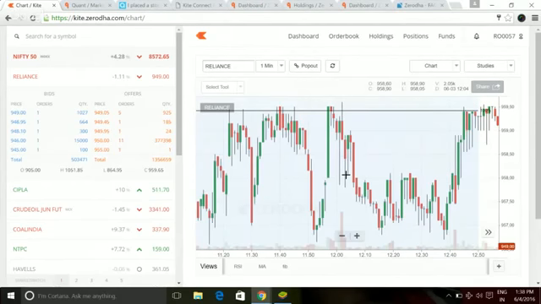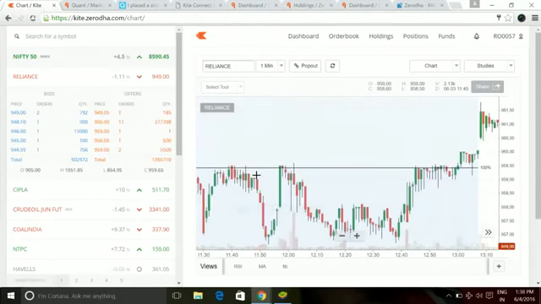Also, before I forget, there is this views option that you see under the chart, right? These are essentially views for you to set templates.